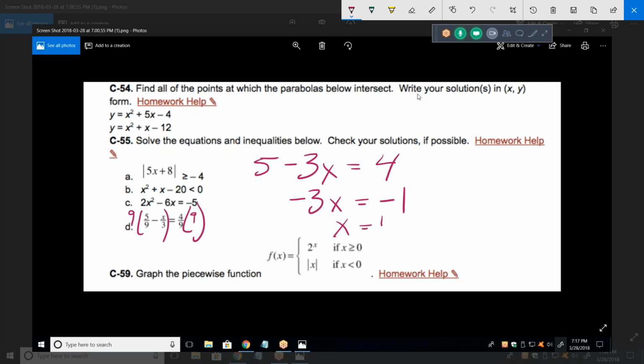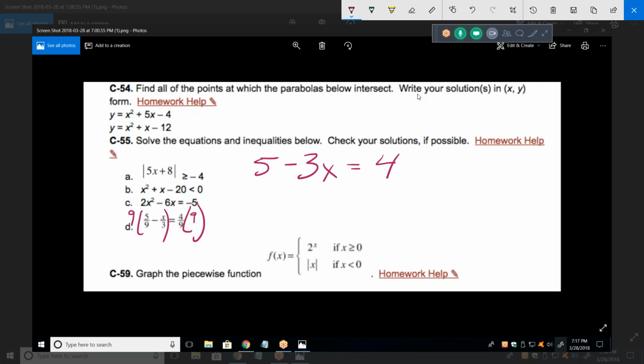Oh, wait, I did that wrong. Let's go back a step. I want to point something out to you. When I am solving a linear equation, the first question I have to ask myself is which side am I going to put the variable on? Am I going to put it on the left or the right? And the answer to that question is whichever side gives it a positive coefficient.